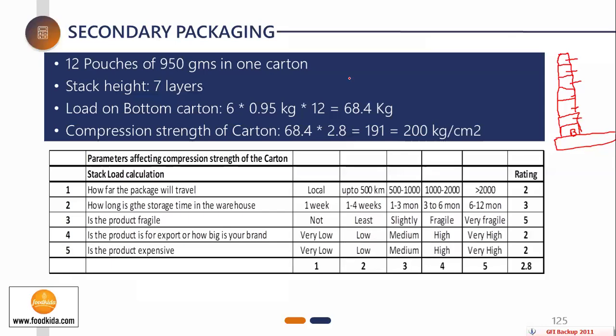Yes, sir. Understood. So 6 into 0.95 into 12, so 68 point. You add another maybe 0.96 or 0.97 to take in the weight of the carton also, 200 grams, 300 grams, whatever. It is 2 ply, 3 ply, 5 ply, whatever you decide. It gives you 68.4. Now I multiplied it by 2.8. Now where has this 2.8 factor come from?